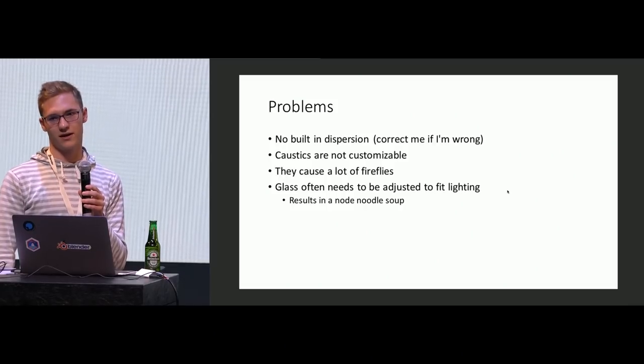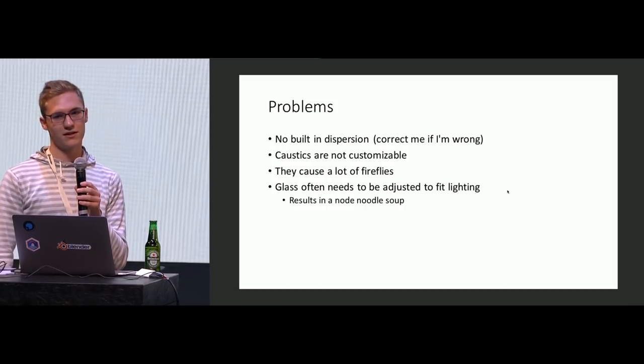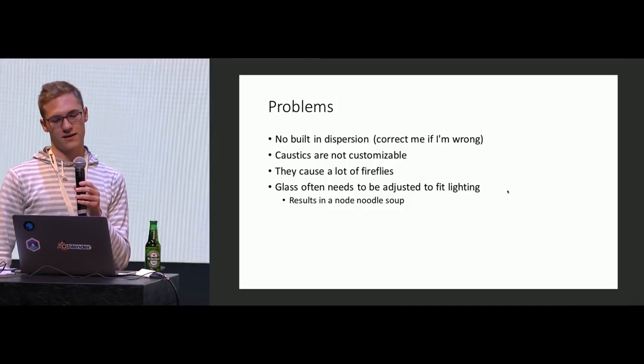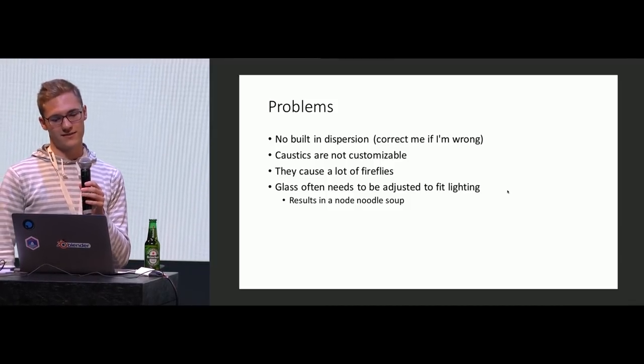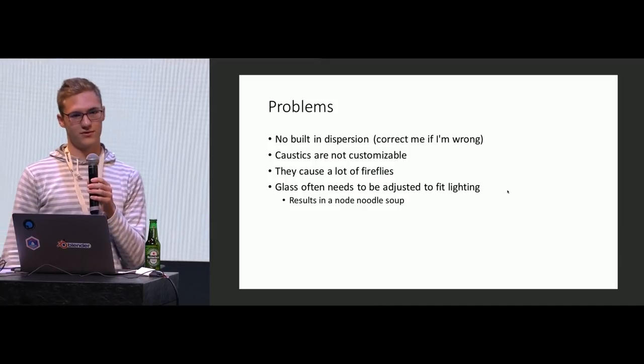Why should we need a different glass shader or an additional one? It's actually a node group. Because the default glass shader has some problems. We have no built-in dispersion, at least I think so, and caustics are not customizable. If you want to have caustics brighter or darker and want to have a different pattern or a color tint, you need extra nodes. And yeah, same for dispersion. And they cause a lot of fireflies. That's why often people just turn them off in the render settings.